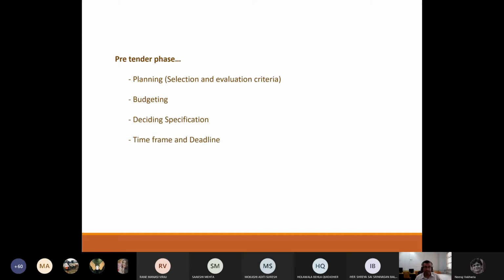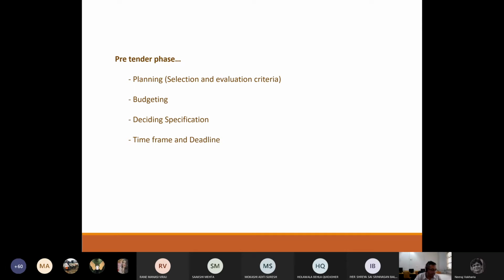Yeah, that is that. And then last of all, which is very important, is the time frame and the deadline. Should you be able to control the deadline and time frame of the project? Should you be in a position to control the cost of the project? Don't forget, cost and time are directly related to each other.